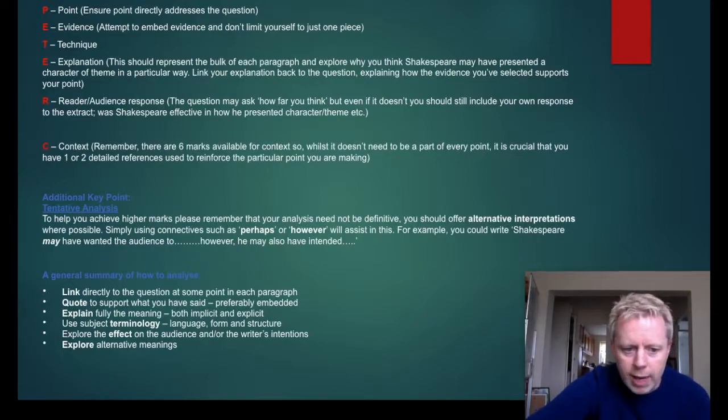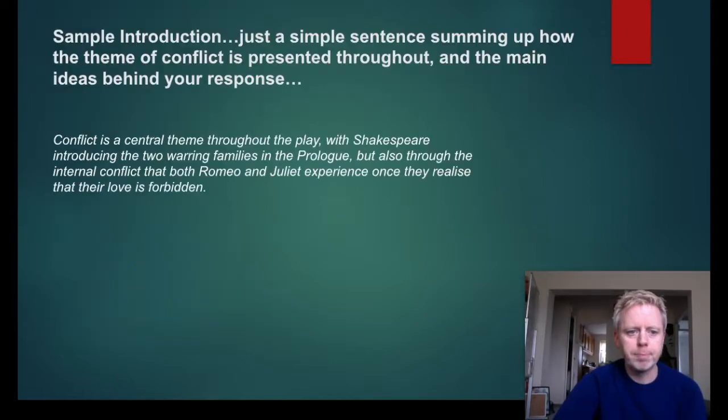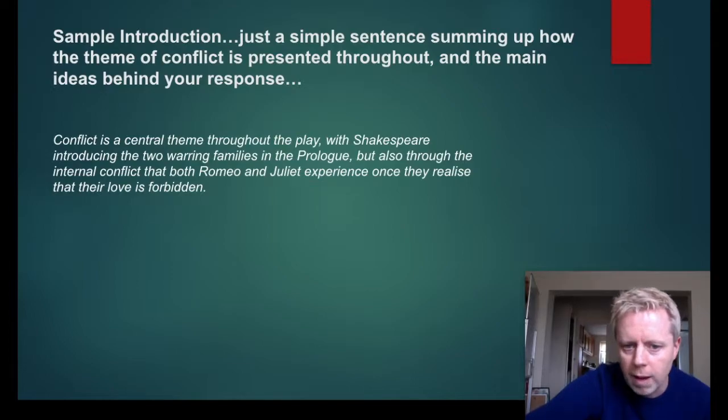General summary of how to analyse: you link, quote, explain, use subject terminology, explore the effects, and explore alternative meanings. Tentative approach. So you can pause that screen and have a little read through there properly at your leisure. Okay, examiners state that you should consider a brief introduction that sums up, in this case, how the theme of conflict is presented throughout and the main idea behind your response. So here's an example of an introduction you could write to this question. Conflict is a central theme throughout the play, with Shakespeare introducing the two warring families in the prologue, but also through the internal conflict that both Romeo and Juliet experience once they realise that their love is forbidden.